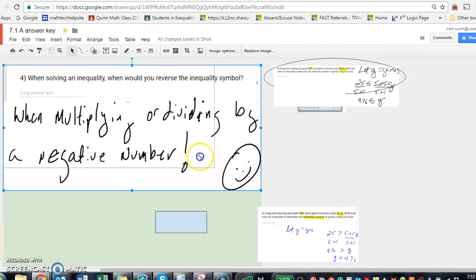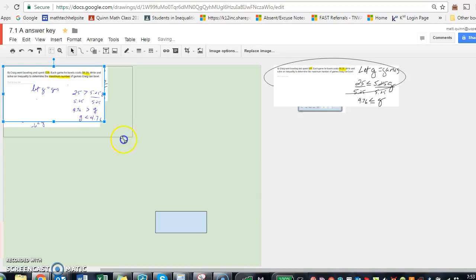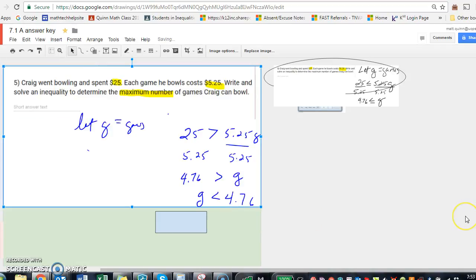Okay, and then, last but not least, we have the ultimate, the number 5 question, the bad boy. I kind of like this one for a couple of reasons. Here we were with Craig. I don't know if you guys remember Craig from our benchmark question. He gets around with his bowling. So he went bowling again and spent $25, but each game he bowls costs $5.25. Solve an inequality to determine the maximum number of games Craig can bowl.